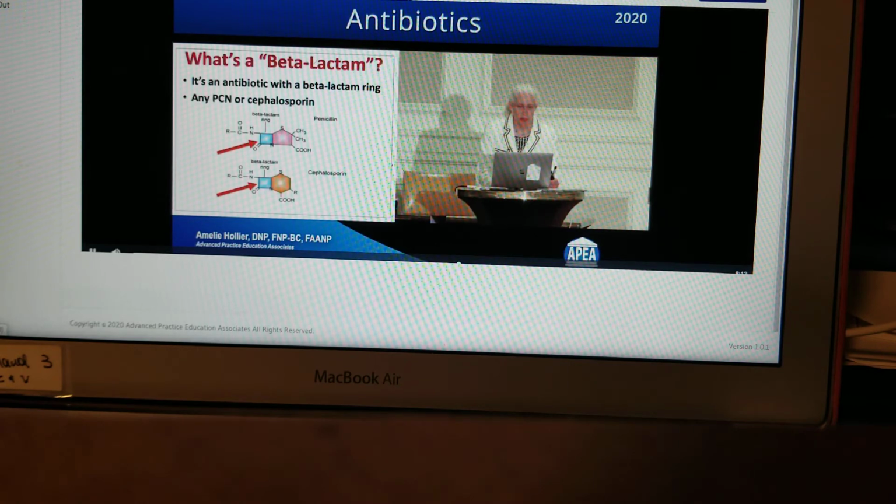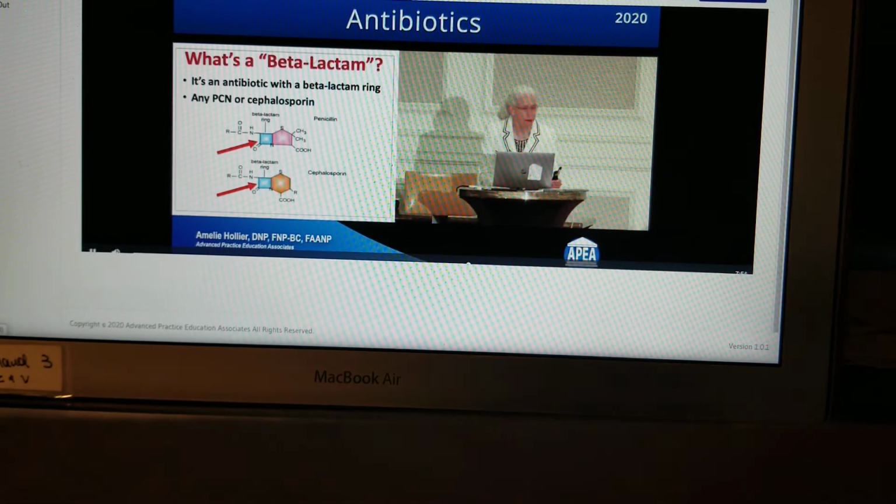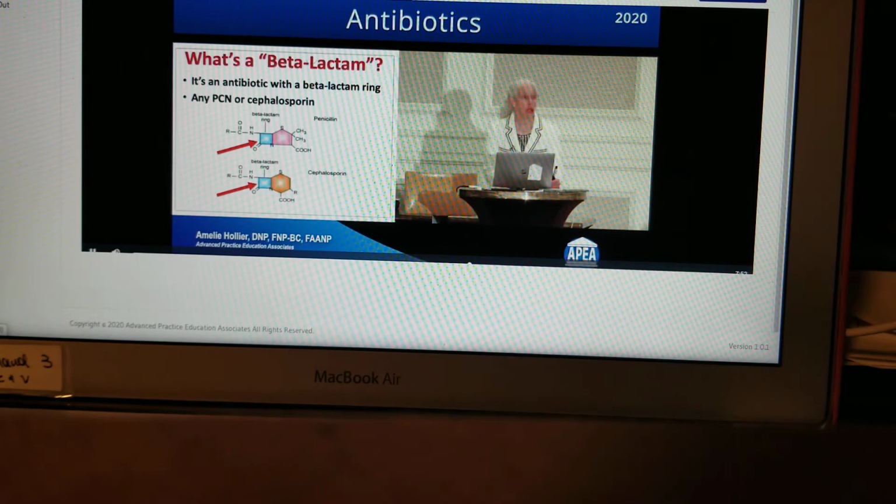This is the chemical structure of penicillin. Every penicillin on the planet looks just like this. Its chemical structure includes this pink pentagon and this blue box. The blue box is the beta-lactam ring. Every penicillin on the planet chemically looks just like that. Every cephalosporin on the planet is made up of an orange hexagon and a blue box. The blue box is the beta-lactam ring. So when somebody says, what's a beta-lactam antibiotic? It's any penicillin or any cephalosporin.